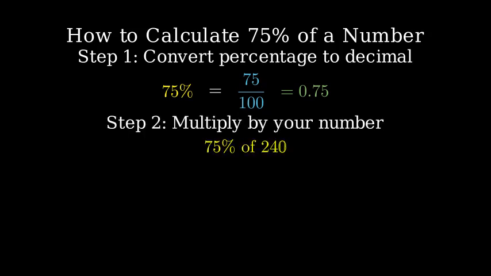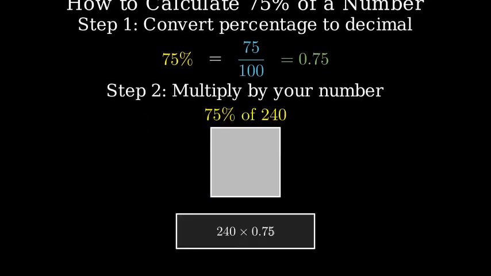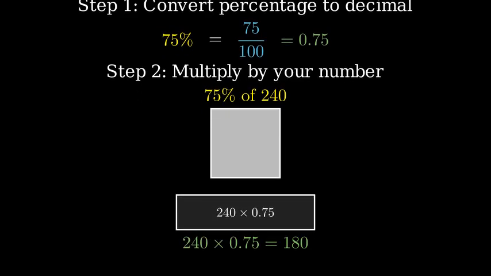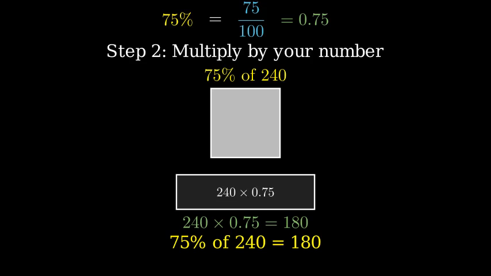Say we want to find 75% of 240. On your calculator, simply multiply 240 by 0.75. The calculation is 240 times 0.75 equals 180. So 75% of 240 is 180.